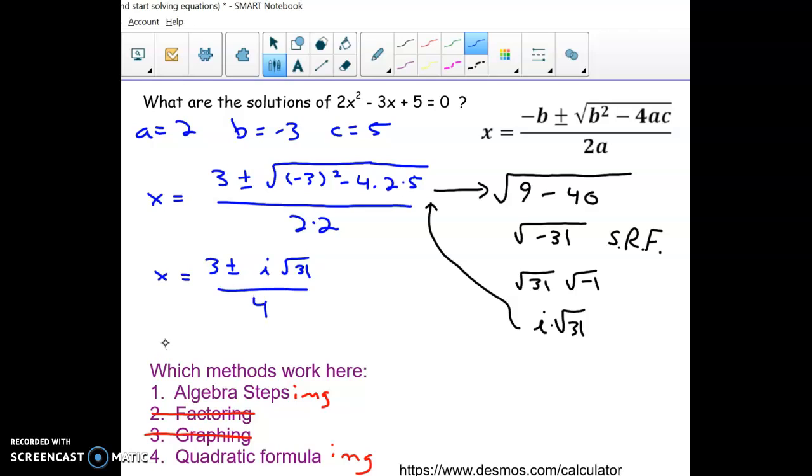Okay, and that's it. This 4 doesn't evenly divide up here, and there's no other way to simplify the radical, so that's it. It's kind of a weird way to leave your answer, but that's actually our two answers. It has a plus minus in it, so 3 plus i root 31 over 4, and 3 minus i root 31 over 4 are our two answers. And you can just leave it just like that. It's just fine for writing your answers.